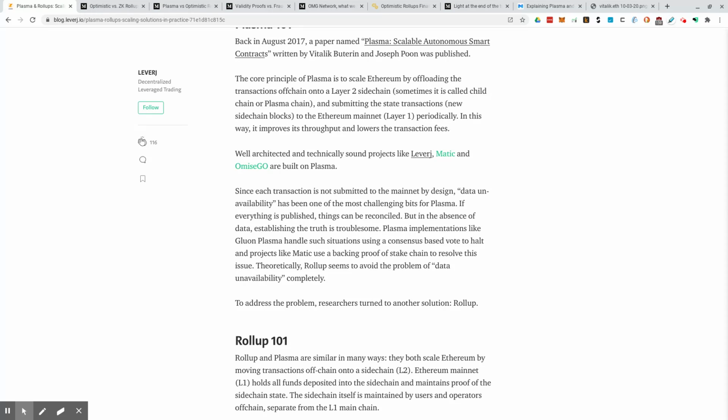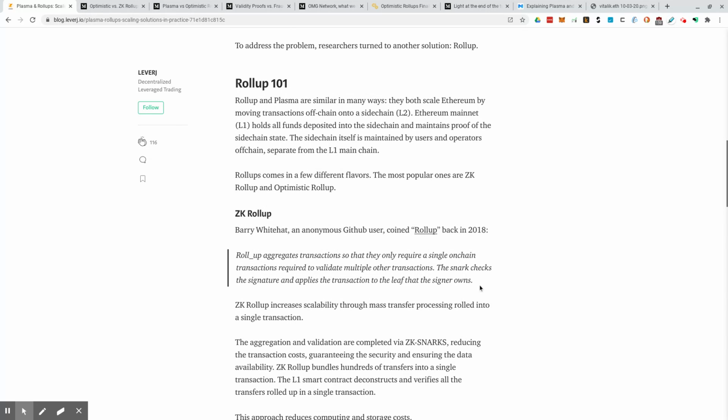Now we're just going to run into rollups. Rollup and Plasma are similar in many ways. They both scale Ethereum by moving transactions off-chain onto a sidechain. Ethereum mainnet holds all funds deposited into the sidechain and maintains proof of the sidechain state. The sidechain itself is maintained by users and operators off-chain, separate from the L1 mainchain.